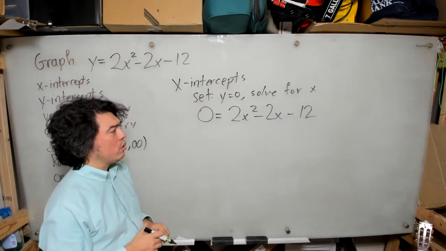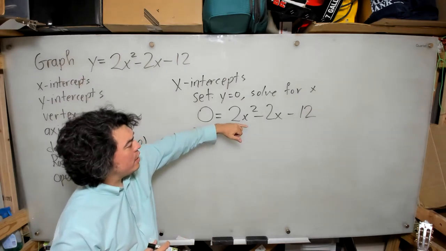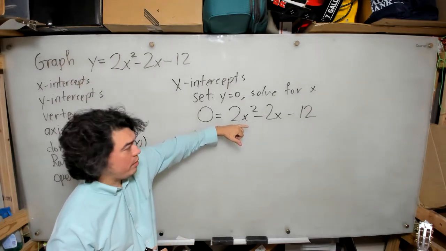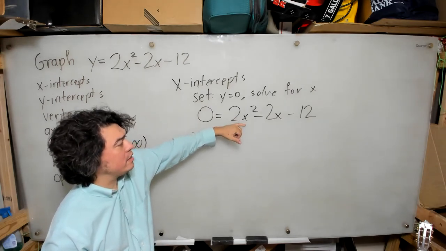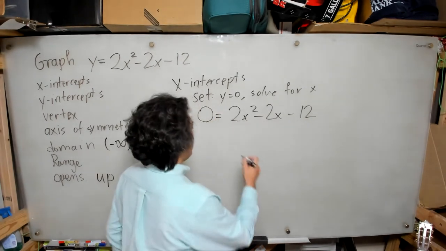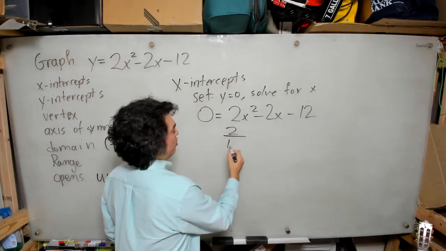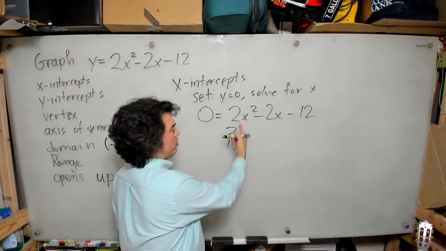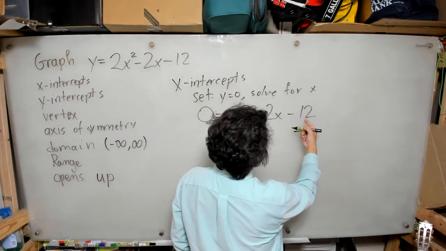Okay. So now, I want you guys to notice something here. This one has this 2 out front. So that means that if I'm going to try to factor it, I need to take this into consideration, and I need to take this into consideration. So what I'm going to do here is make the factors of 2. So in here, it's only 1 times 2, the factors of this 2. And here, I'm going to make the factors of negative 12.